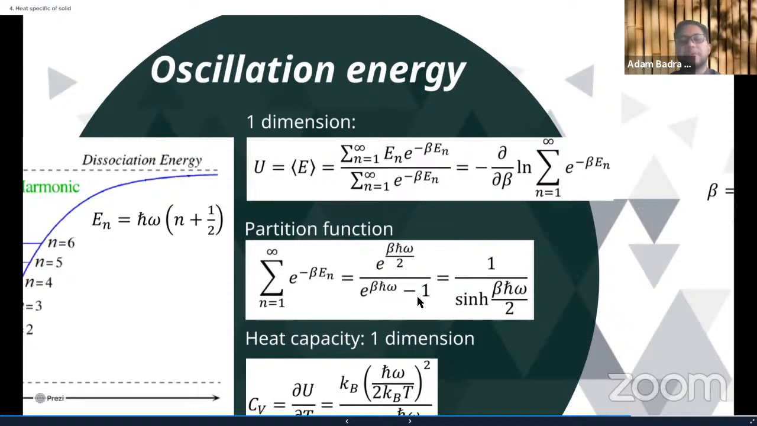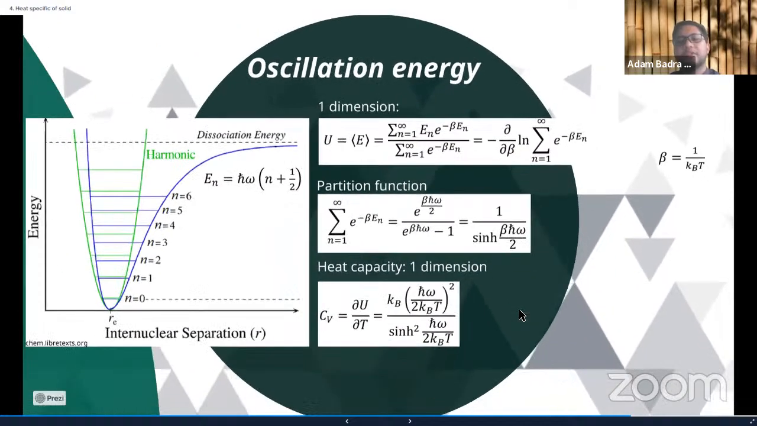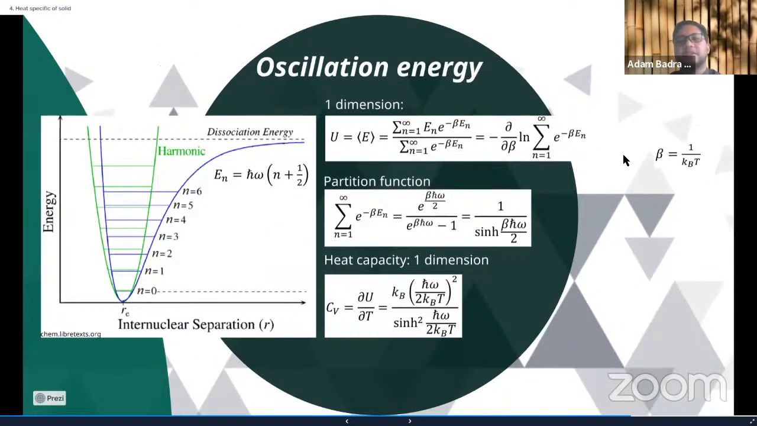Beta h bar omega minus 1 is equal to 1 over, with a little bit of manipulation, 1 over sinh, the hyperbolic sine function, of beta h bar omega divided by 2. Beta is 1 over kBT. Now we can find the heat capacity Cv by inserting this back here and taking the derivative of u with respect to T.